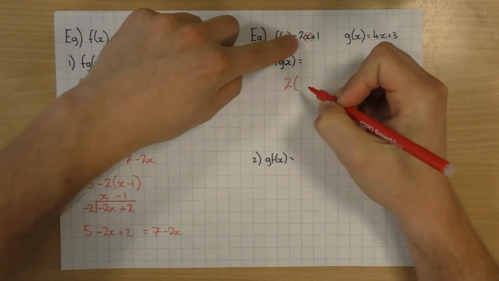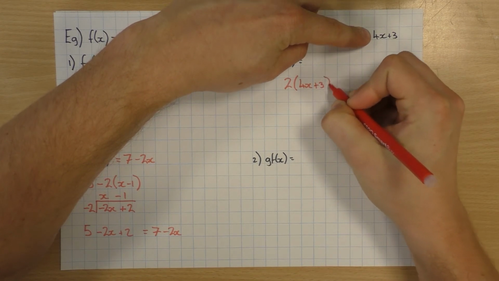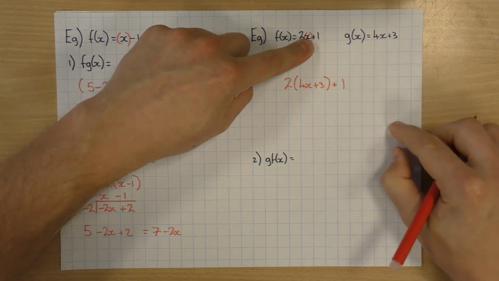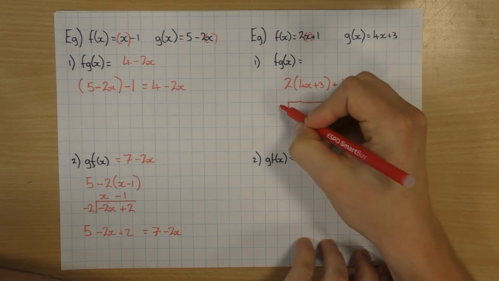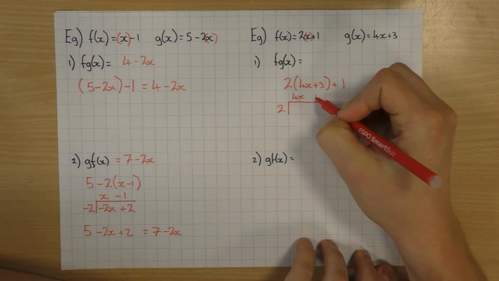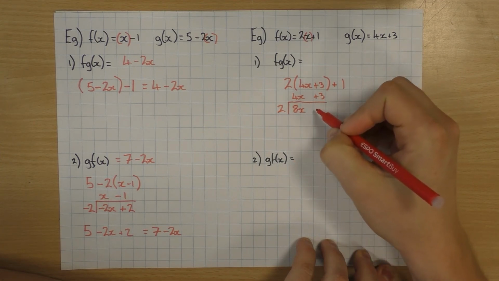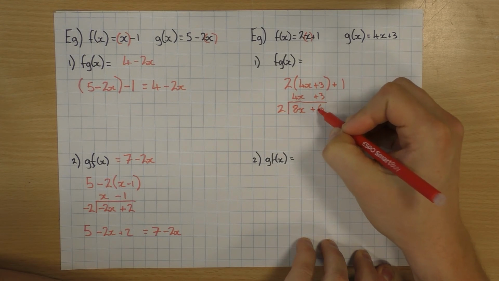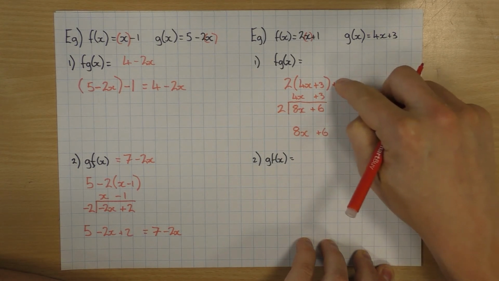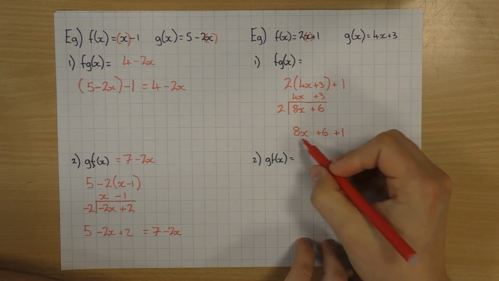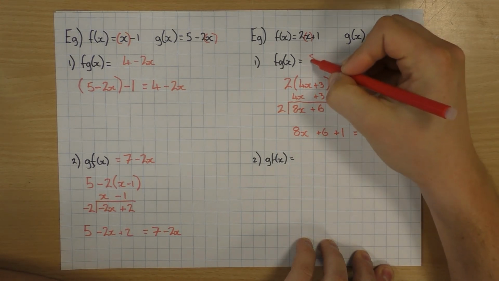So 2, bracket, then I'm putting g inside it, which is 4x plus 3, close the bracket, then go back over here, and I've still got a plus 1. So again, I'm just going to expand this bracket. Two times 4x is 8x. 2 times 3 is 6. So then I've got my 8x plus 6. Don't forget the plus 1. So a bit of simplifying there gives you 8x plus 7 as your final answer.